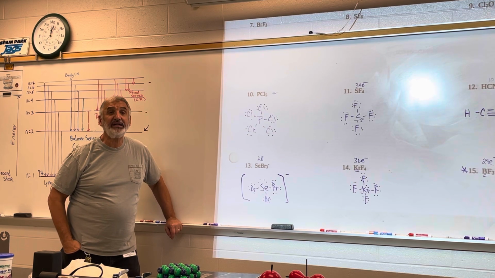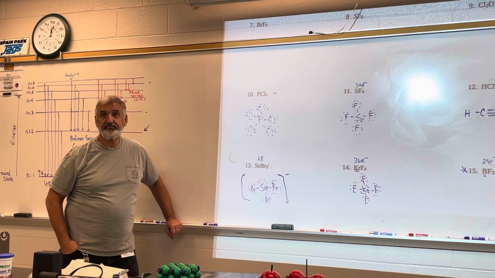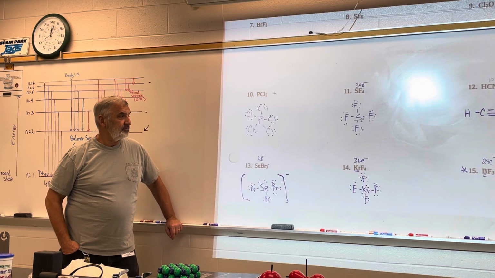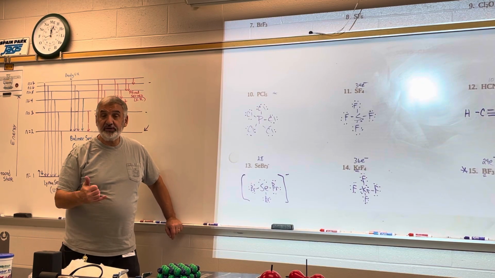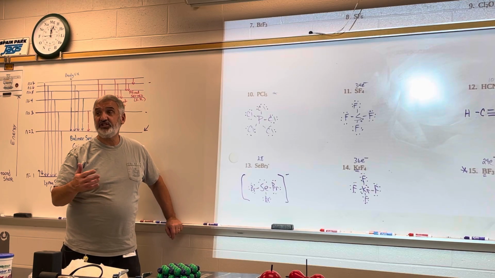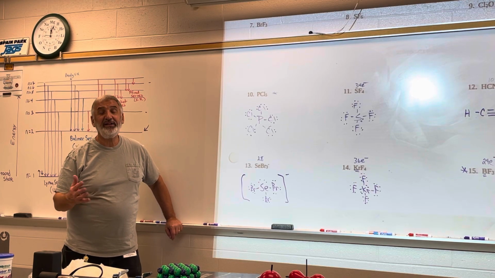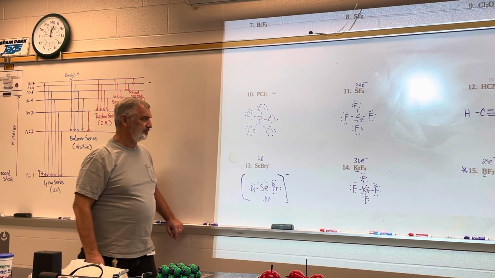Ions, you always put in brackets with the charge outside the bracket. All right, so that's the Lewis dot structures. That's the shape. But why do they have that shape? Okay?